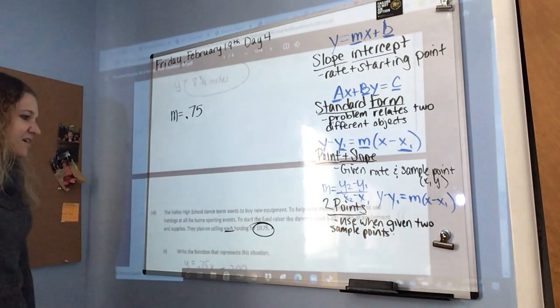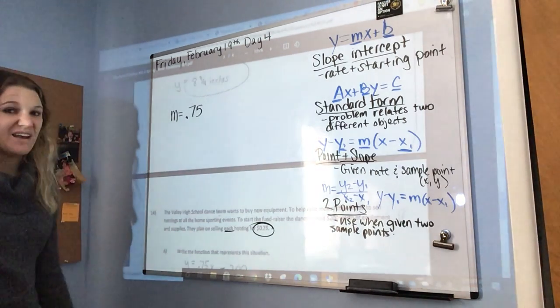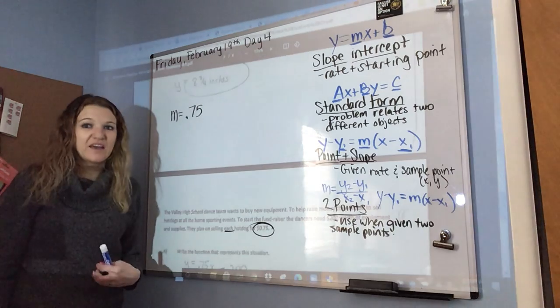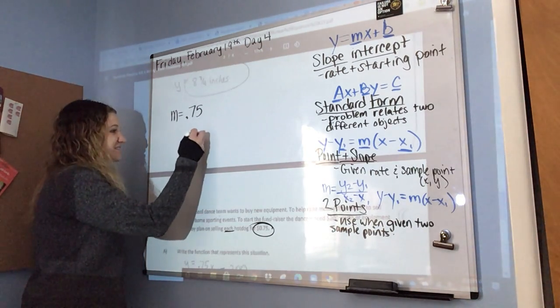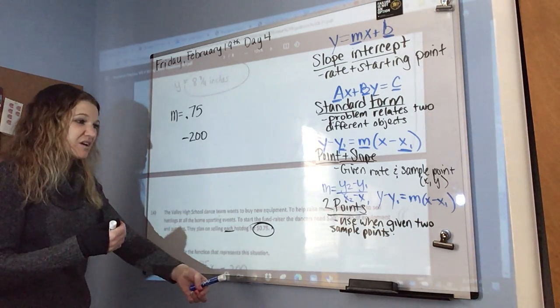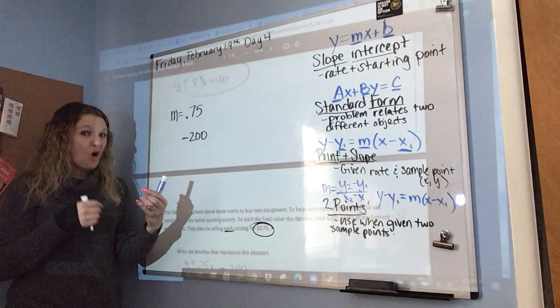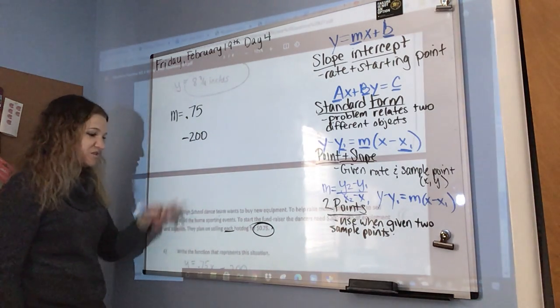However, to start the fundraiser, the dancers need $200 worth of equipment. That's money out of your pocket. So you need to consider that you're starting in the negatives, because you have to buy that equipment in order to do the fundraiser. So talking about starting in the negatives, they gave you a rate and a starting point for this problem.